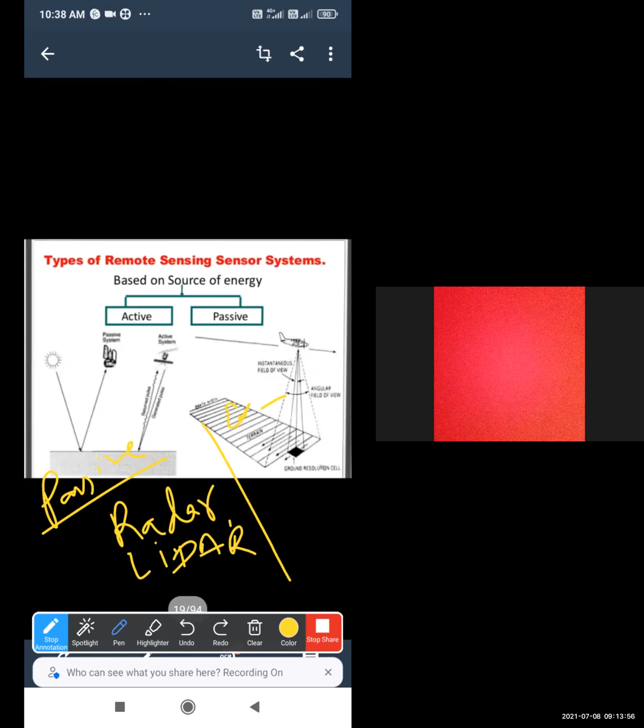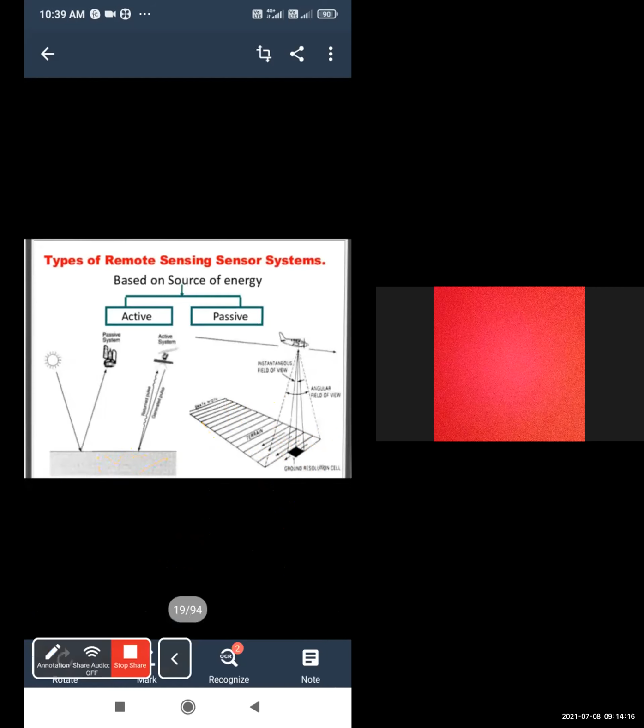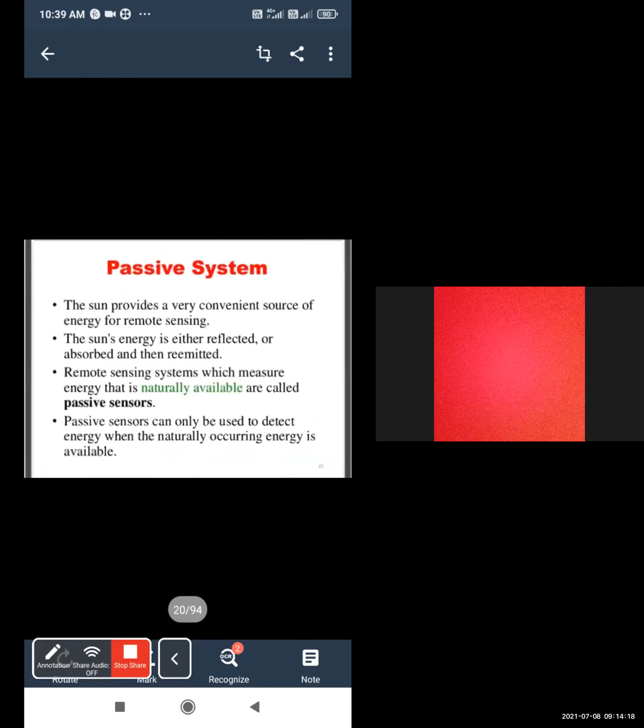Examples for active remote sensing are infrared, film photography, charge coupled device, and also radio meter. So these are the differences between active and passive, and also we discuss the passive system and active system.